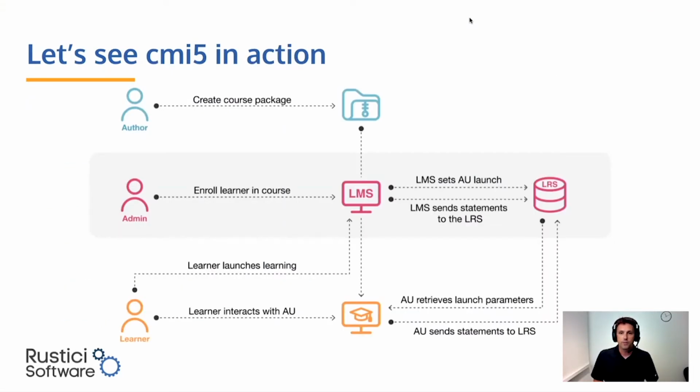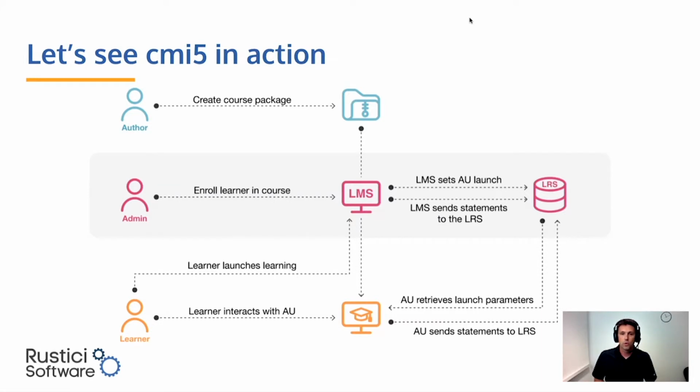So CMI5 in action. We started out with that core component of a course package. Presumably an author of a learning content experience creates what we call a course package, and inside of that course package is a structure file. That structure is telling the LMS about what content it should expect to have to launch. And then the LMS component is the link between this course content or experience and the learners, the end users of the system.